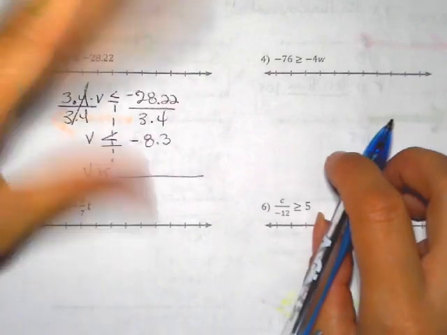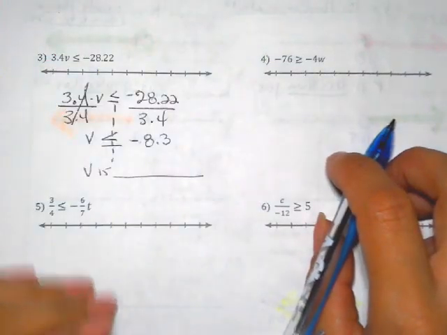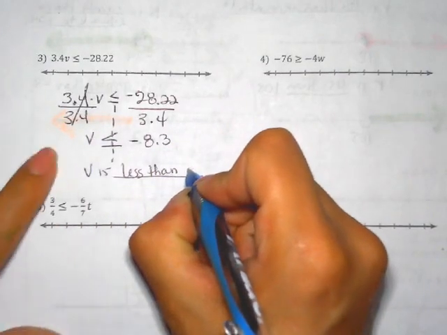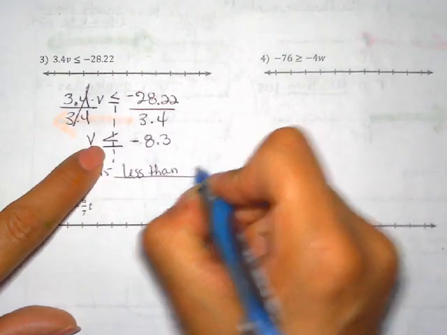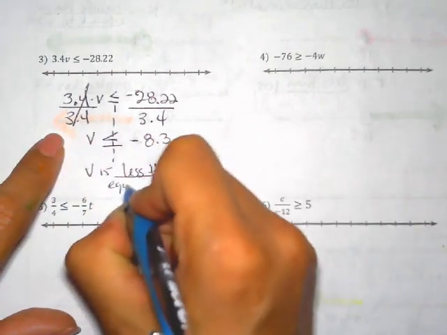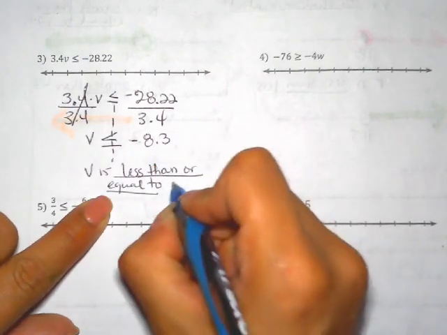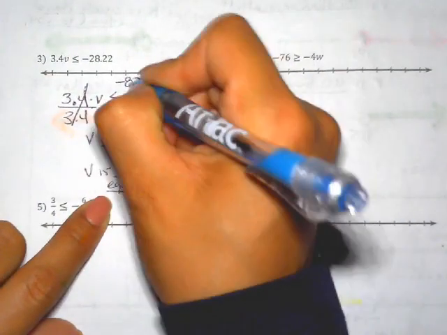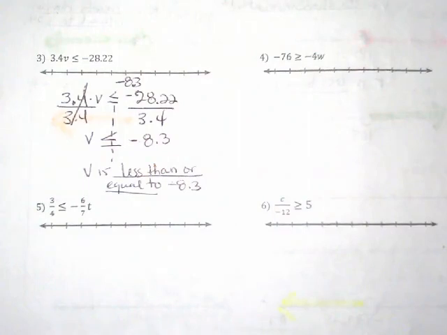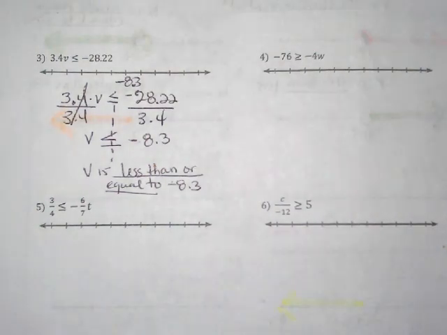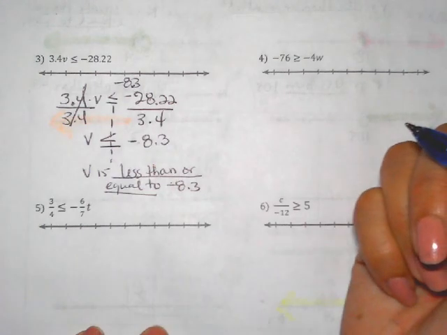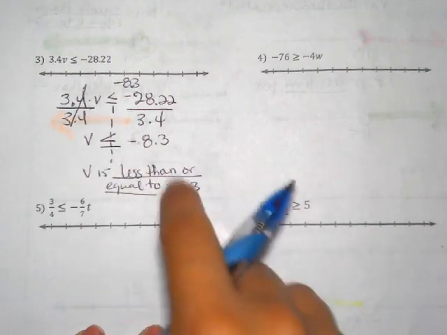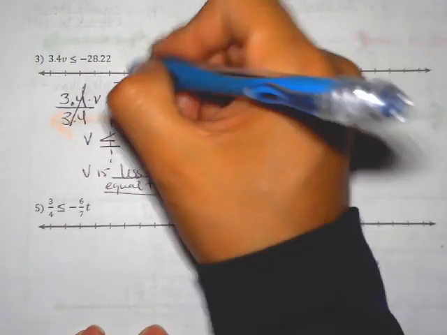It is less than. You missing something? Less than or equal to. Remember, they had a baby, so equal to is also there. Negative 8.3. Put your 8.3 here. Open or closed circle? The equal to means closed.